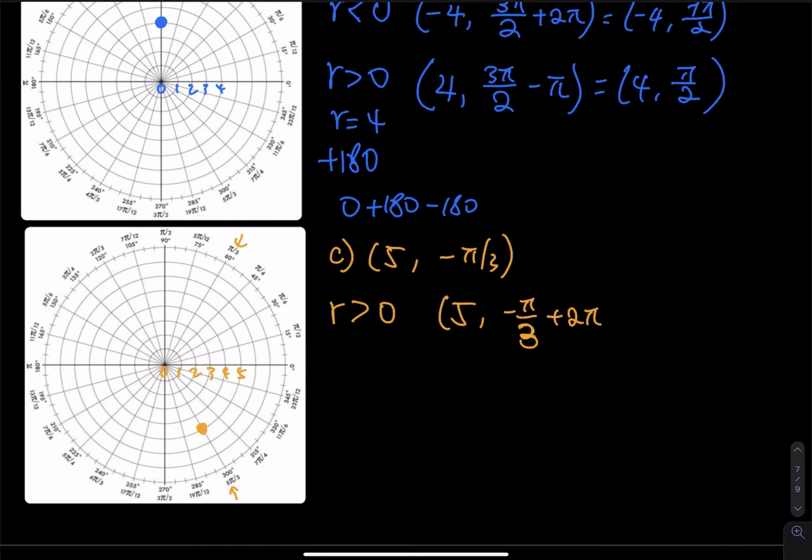So here is how the math works. You are at that orange point, right? You spin a full circle, then you get back to that point. Let's erase that. So that is 5 pi over 3.